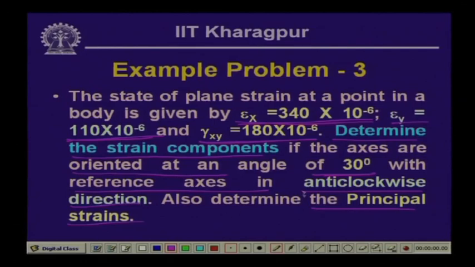Now, you should be in a position to compute this, as we have discussed today. You have reference axis strain epsilon x, epsilon y, and with this reference axis the set of axis is oriented at an angle of 30 degree in an anti-clockwise form. So, you will have to find out the strain at that particular point, since it is a state of plane strain. You got to evaluate the strain epsilon x dash, epsilon y dash, and gamma x dash y dash. Also, you will have to find out the principal strains epsilon 1 and epsilon 2.